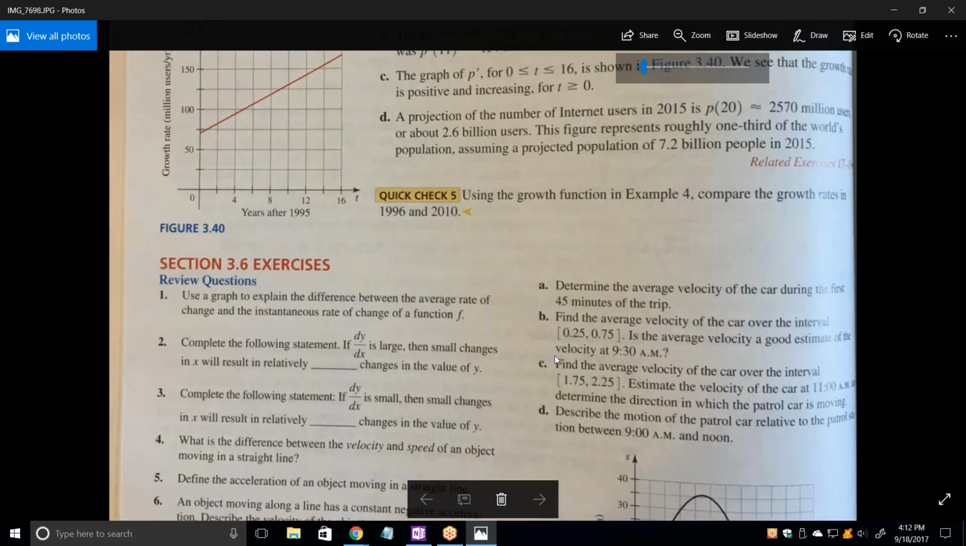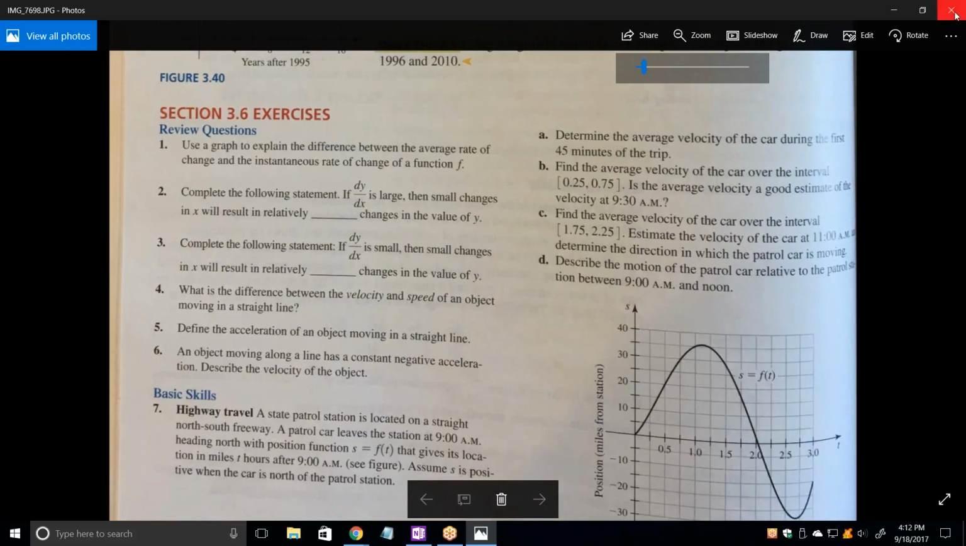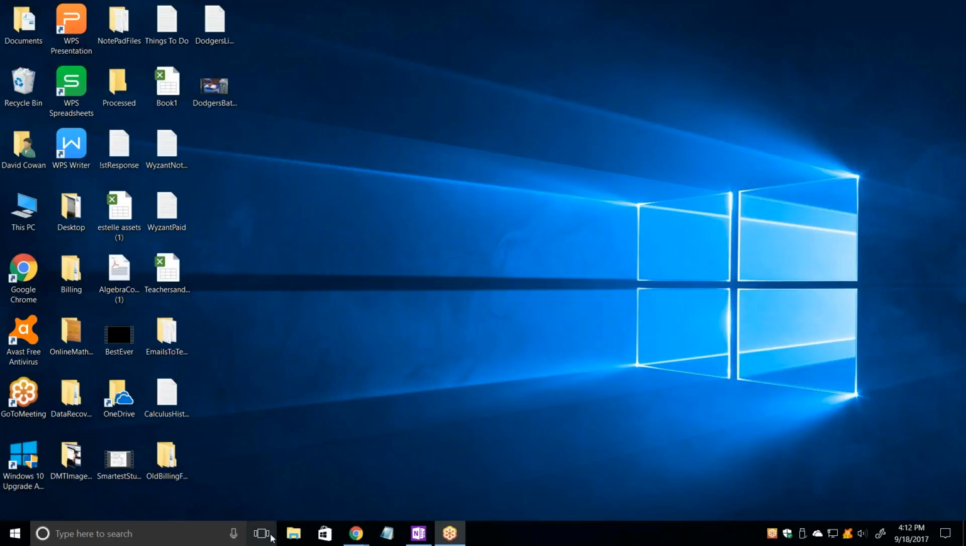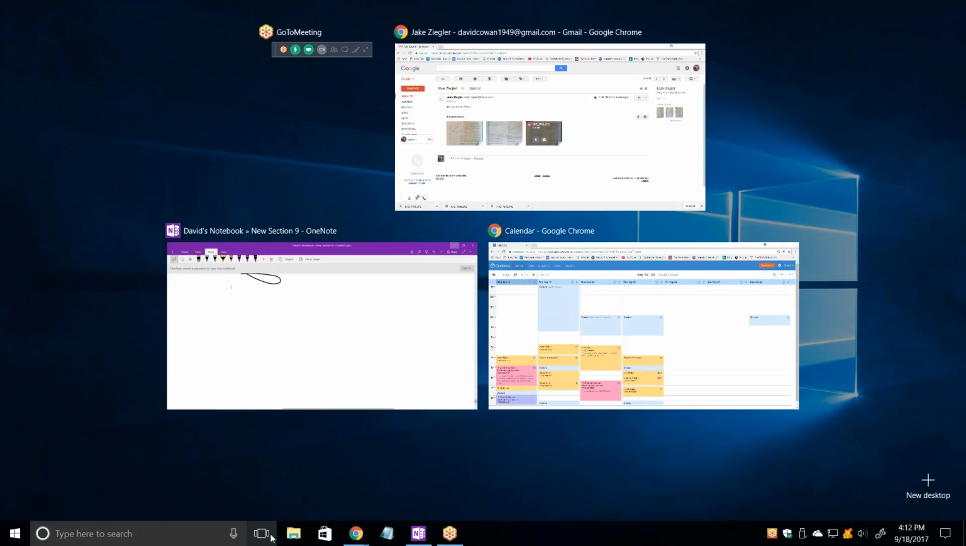Yes. In other words, if we're talking about velocity, hold on a second. Let's see. What did I want to do here? Sorry, hold on. I can open up this page here.